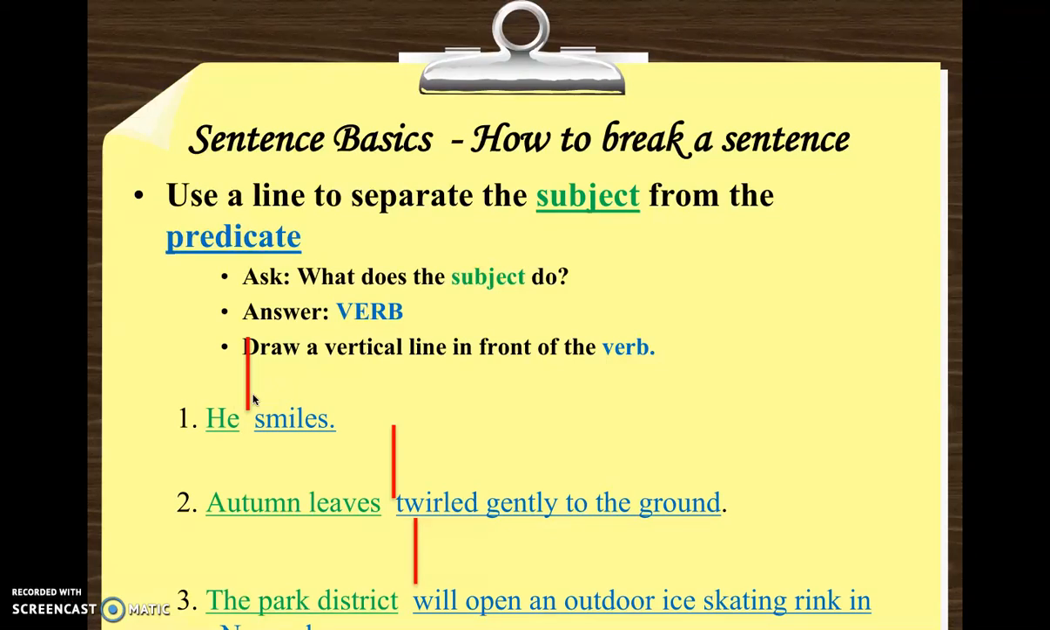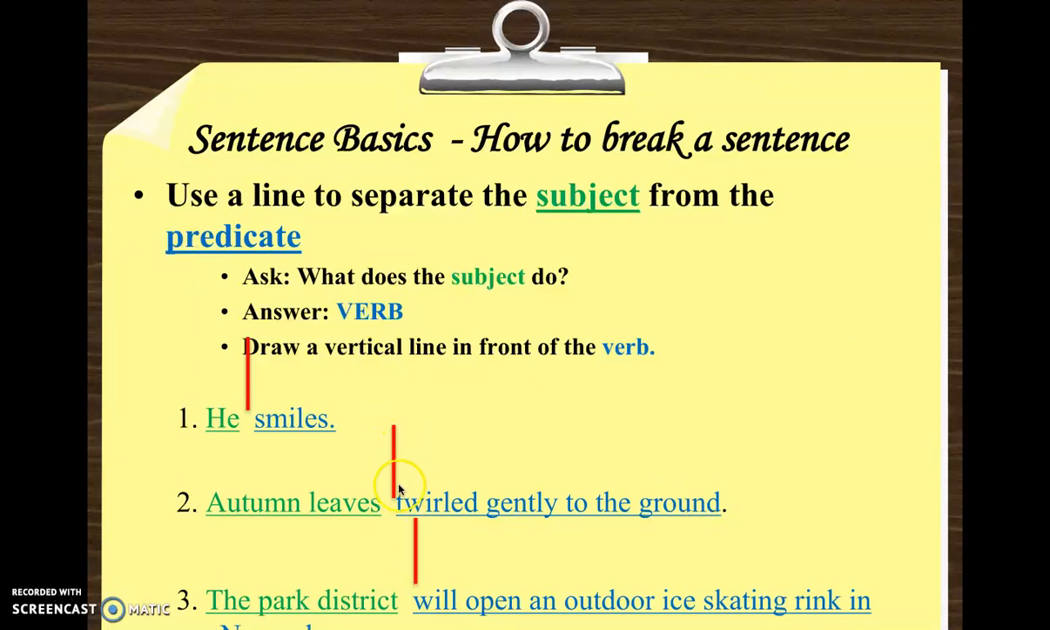So I find it most useful to find the verb first. So I might ask, what's happening here? I see that someone is smiling. Who's smiling? That's the subject. So I would draw a line between them. Of course, this is a very simplistic sentence, so it would not be very hard if you knew that the subject always comes before the verb. There's only two options. For autumn leaves twirl gently to the ground, same thing.